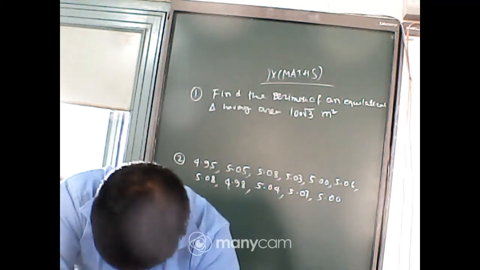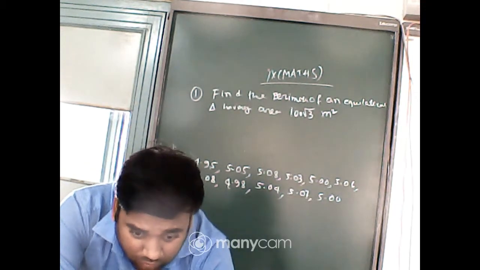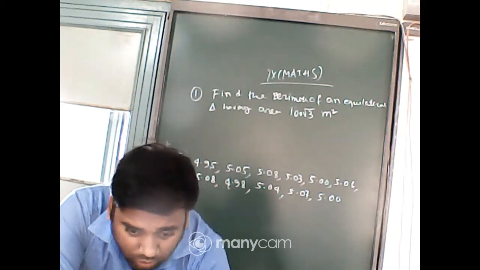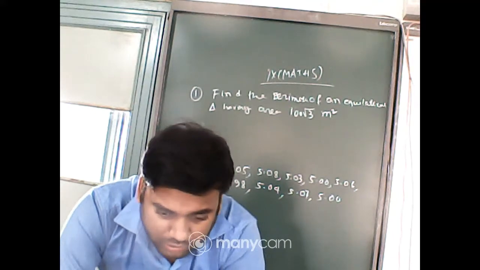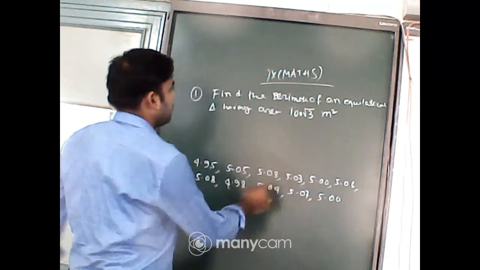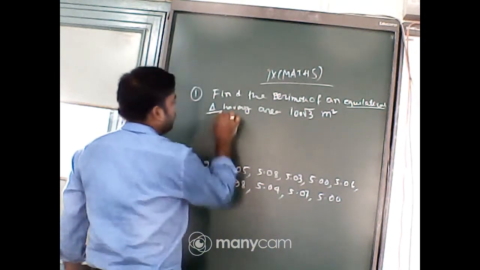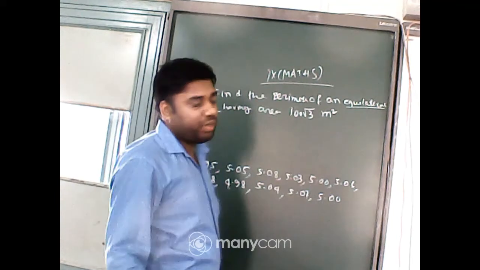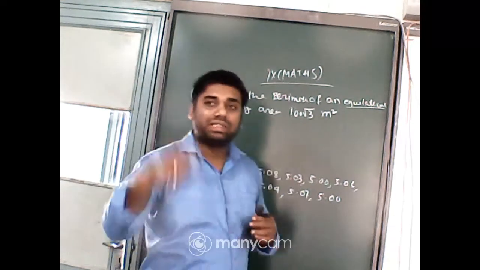Anyone else? 30 root 3 centimeter. Soilica 60 centimeter. Okay, so I am solving it now. First of all, it is given equilateral triangle. What does equilateral triangle mean? All sides are equal.